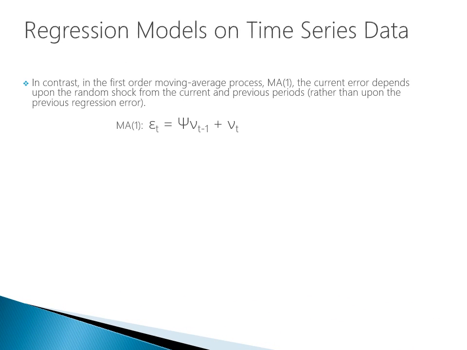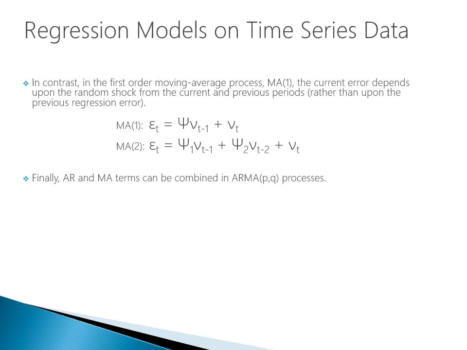In contrast, in the first order moving average process, MA1, the current error depends upon the random shock from the current and previous periods rather than upon the previous regression error. So if I'm looking at an MA1 model versus an MA2 model, we can see the following. And finally, AR and MA terms can be combined in ARMA(p,q) processes. Therefore, an ARMA 1-1 model is a hybrid.